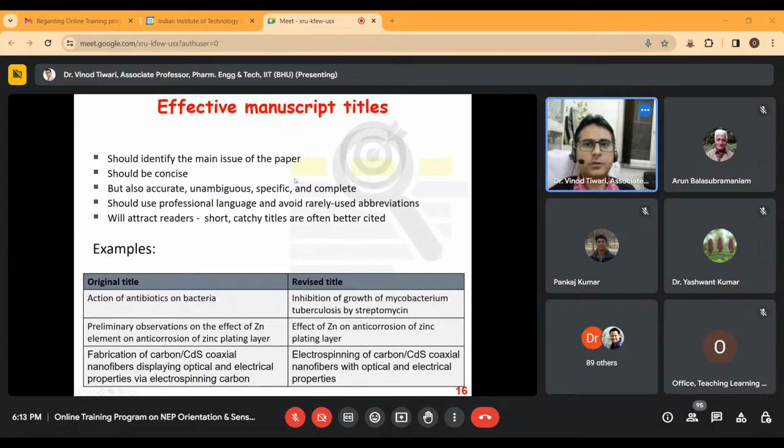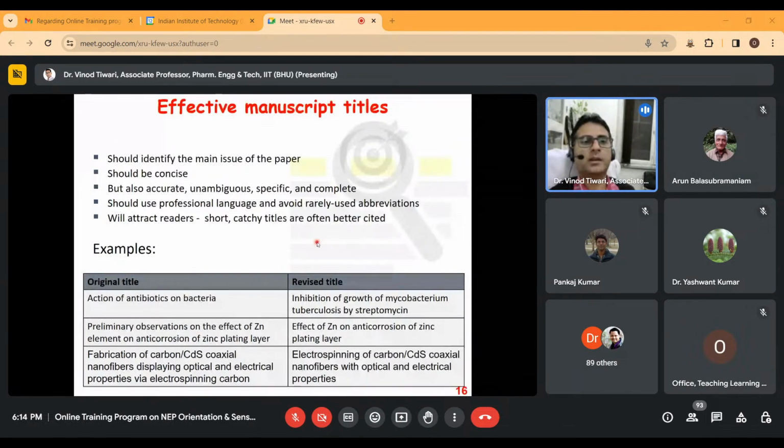Now, if we talk about the title, how to decide the title of a manuscript, it is very, very important. When you are debating on the title of your manuscript, many times people take it very casually, but the title is something which will make a big impact on the reviewer, where the journal is going to be reviewed. And once it is published, it will tell about the kind of work you have done. So it should identify the main issue of the paper or the problem which you have addressed.